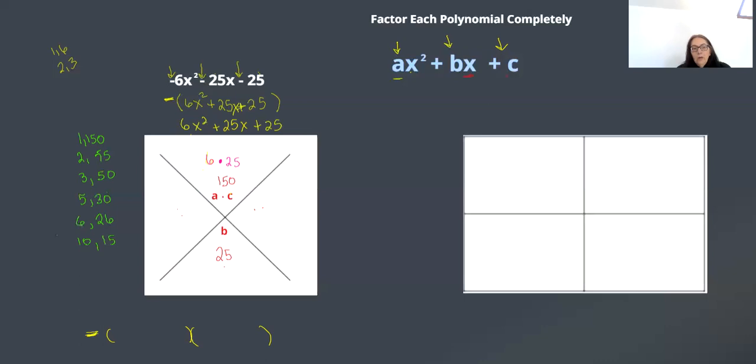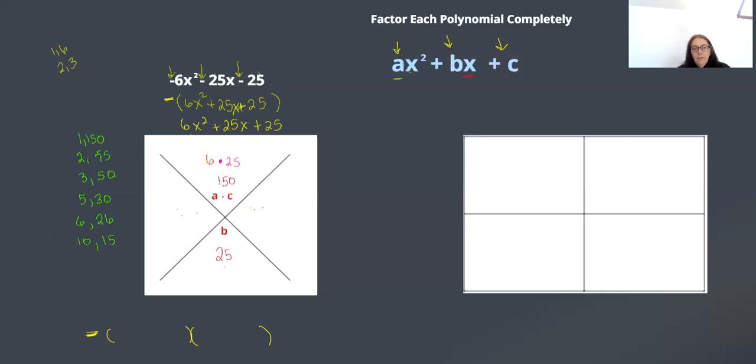These numbers, when they multiply, we've got to get 150. So it has to be one of the combinations. So it can be 1 and 150, 2 and 75, 3 and 50, 5 and 30, etc. But when we add the two numbers, we've got to get 25. Well, 1 plus 150 is not 25. 2 plus 75, no. 3 plus 50, no.